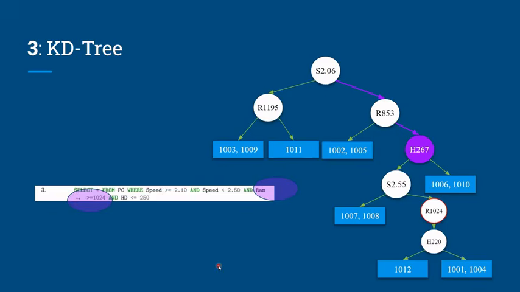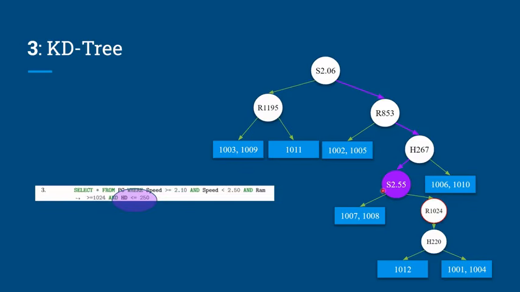Then at this point, we're considering hard drive value. 267 is our value of differentiation. So we look for the hard drive value in our query, and hard drive less than or equal to 250 is our range, or our constraint in this case. So 250 is less than 267. So we should go to the left side subtree. So we are at this node now.